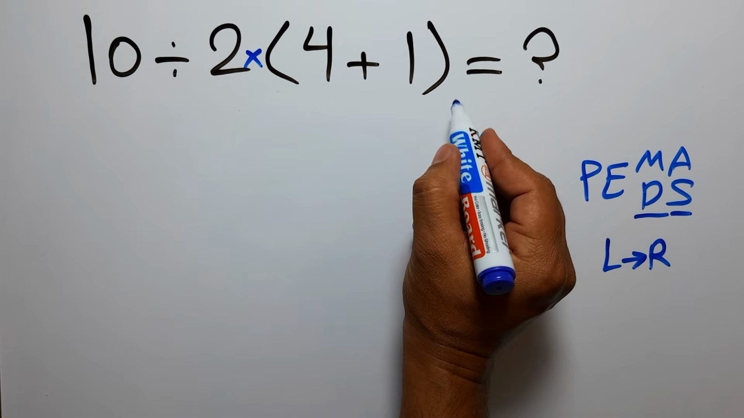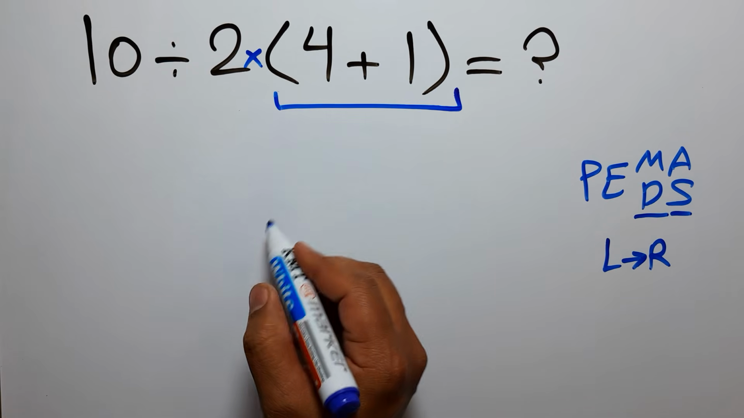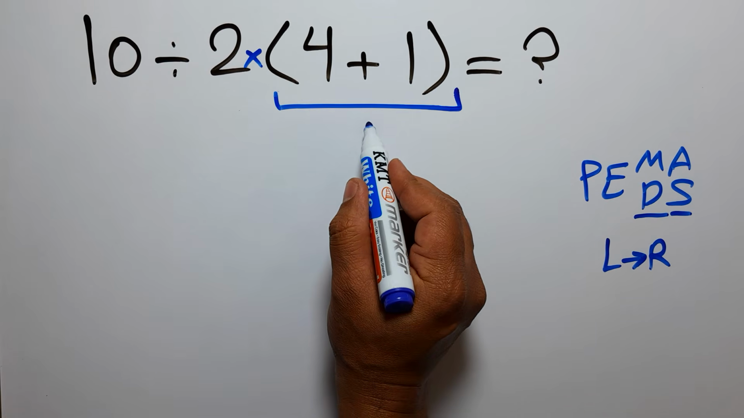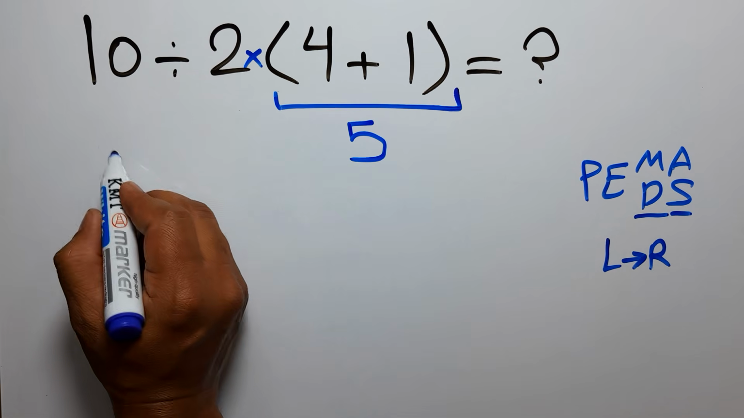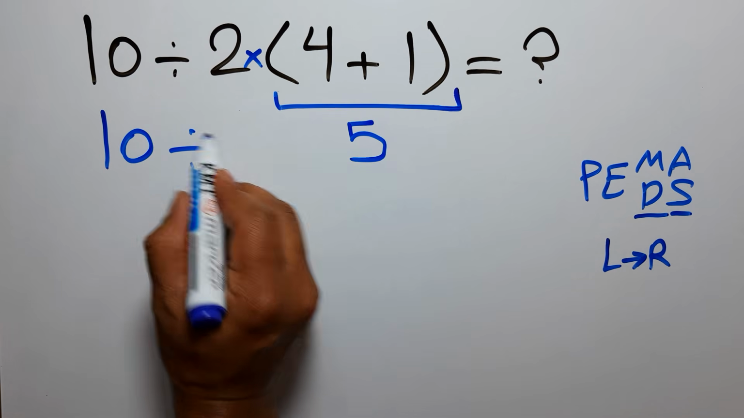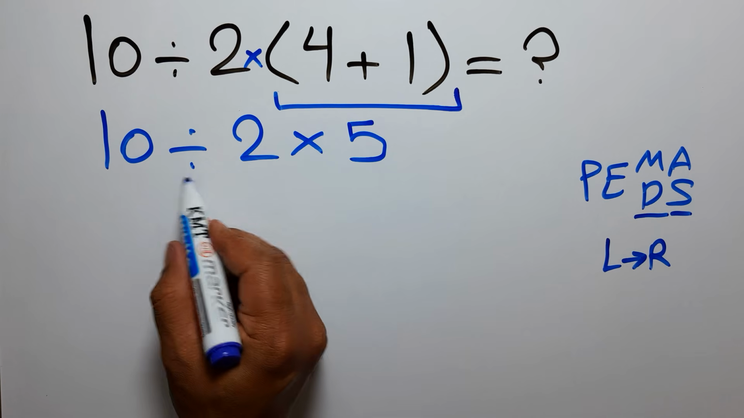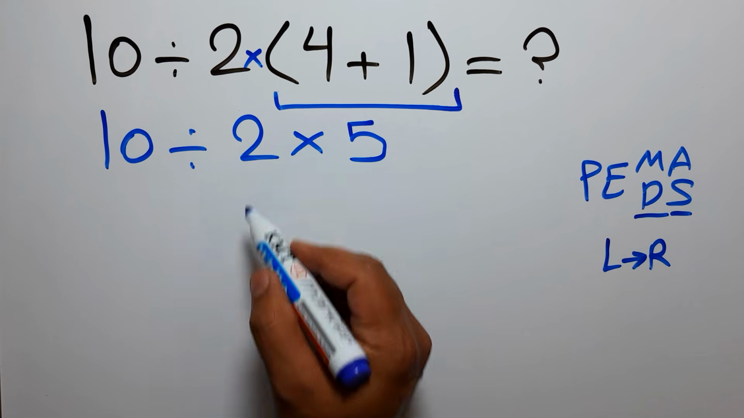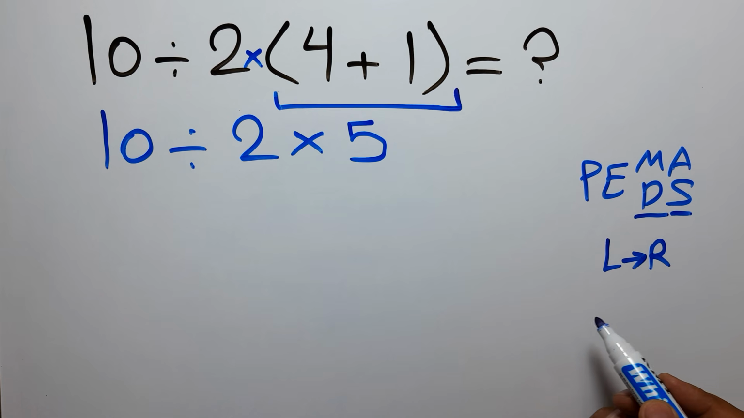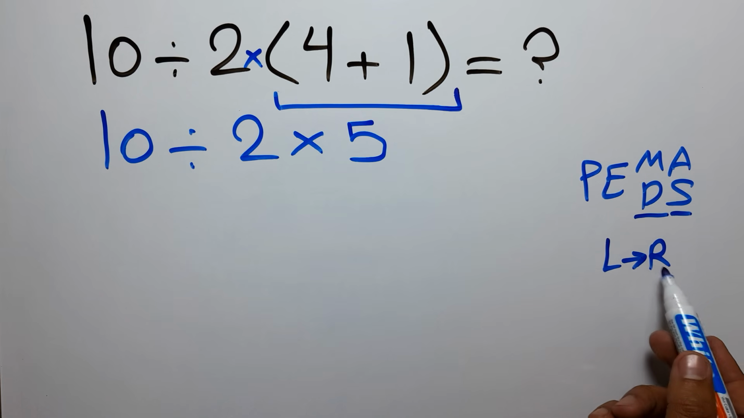So first we have to do this parentheses. Inside this parentheses we have 4 plus 1, which equals 5. So we have 10 divided by 2, then times 5. Now we have one division and one multiplication. As I said, multiplication and division have equal priority and we have to work from left to right.